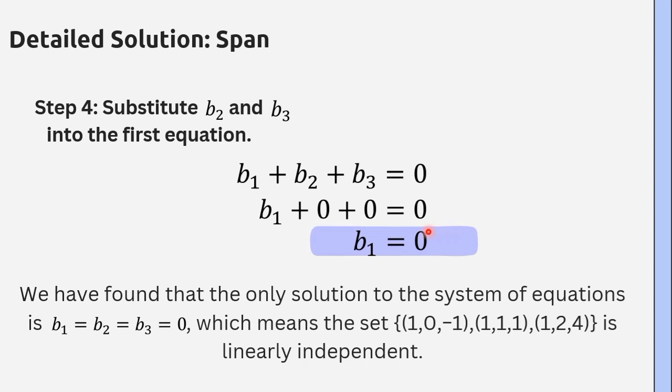So we have found that the only solution to the system of equations is b1 equal to b2 equal to b3 equal to 0, which means the set (1, 0, negative 1), (1, 1, 1), and (1, 2, 4) is linearly independent. So you can see, we have just proven that our set is truly linearly independent.